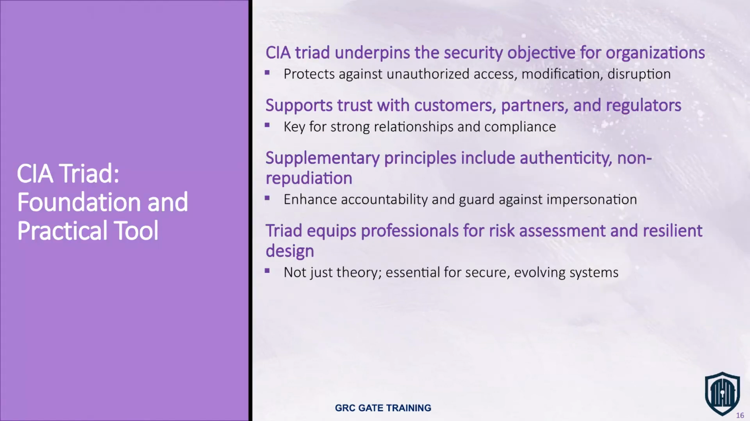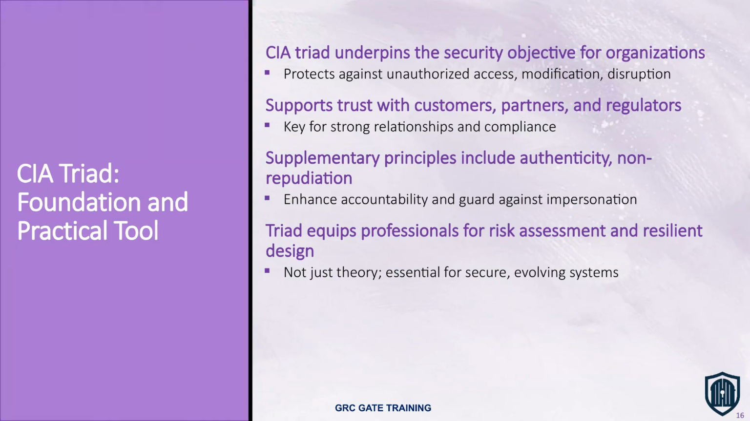To conclude our discussion, the CIA Triad, comprising confidentiality, integrity, and availability, forms the foundation of the security objective for all organizations. Implementing these principles protects information from unauthorized access, modification, and disruption, while fostering trust with customers, partners, and regulators. Supplementary principles such as authenticity and non-repudiation further enhance security by ensuring accountability and preventing impersonation.